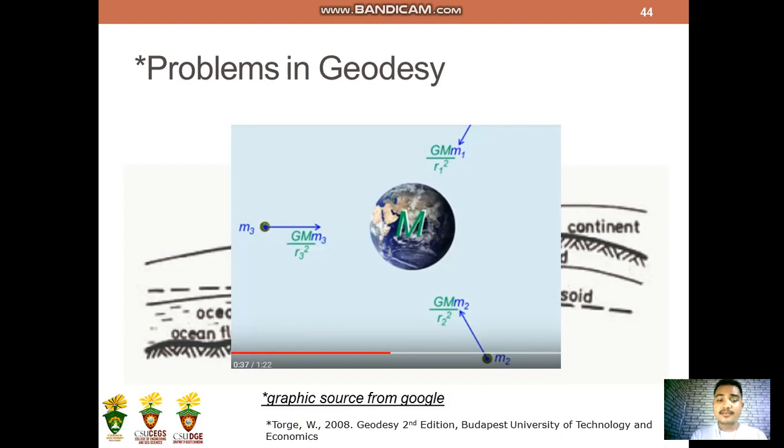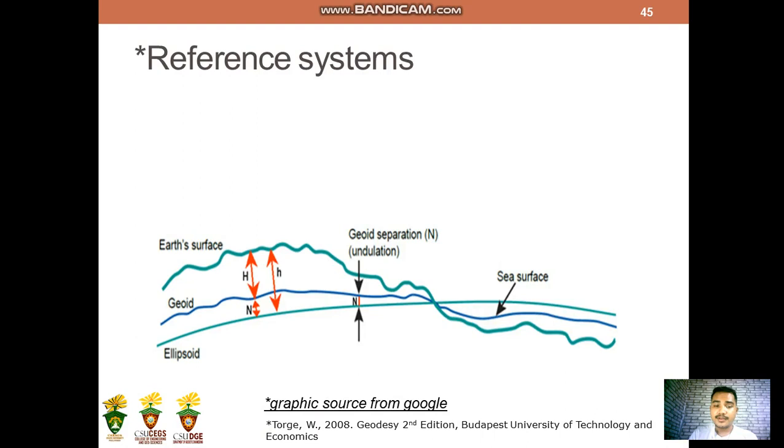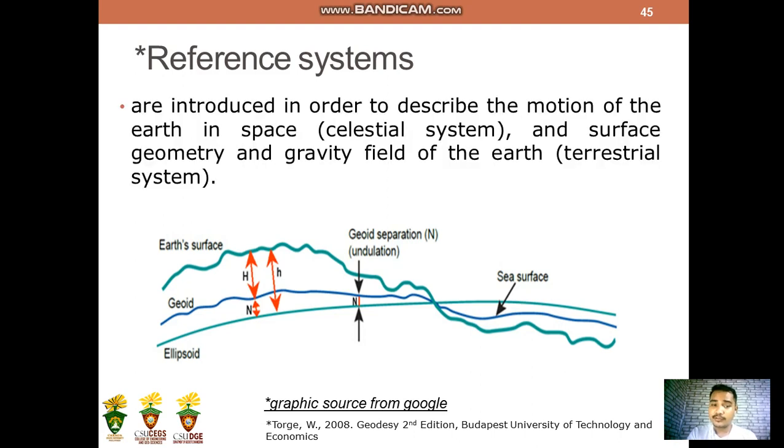So again, no consideration of the Earth's gravity field. So balik tayo sa figure. We have Earth's surface, geoid, and ellipsoid. To have the relationship between these surfaces, here comes the reference system. Reference systems are introduced in order to describe the motion of the Earth in space and the surface geometry and gravity field of the Earth. So in short, to have a relationship with these surfaces, here comes the introduction of reference systems.